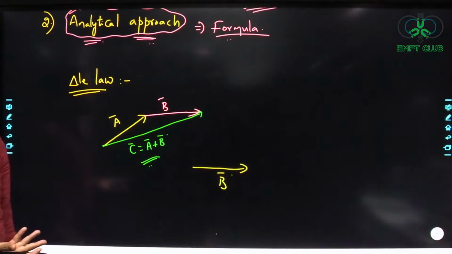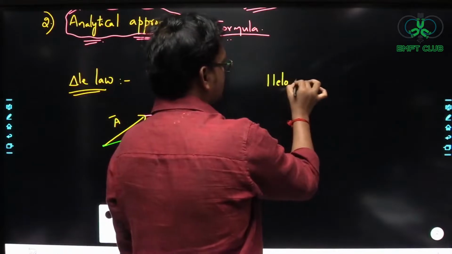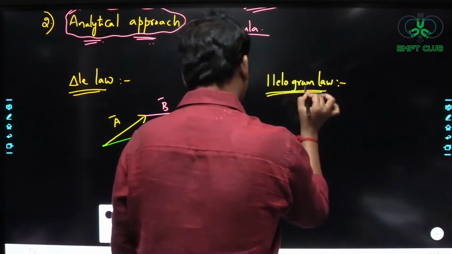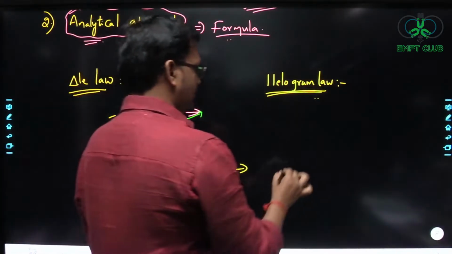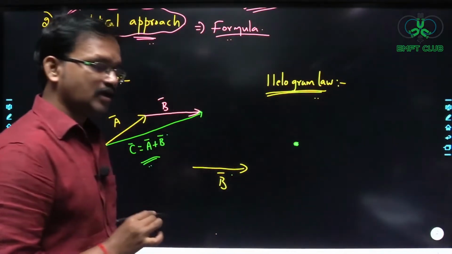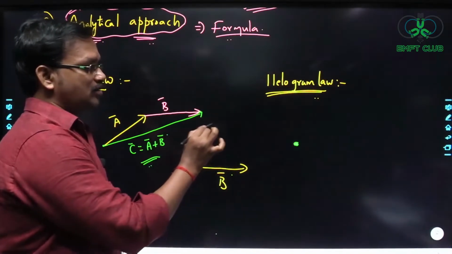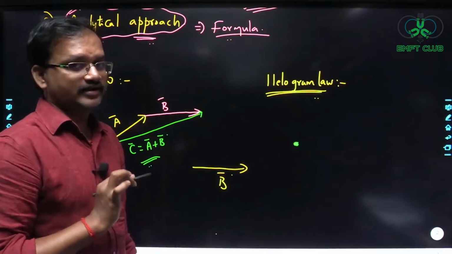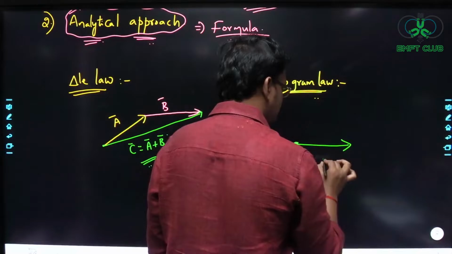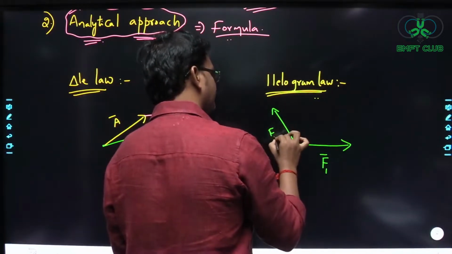So this is the graphical approach. Okay, we have another one, the parallelogram law of addition. Here, let us assume we have an object, and two forces are acting on this object simultaneously in two different directions, like this.